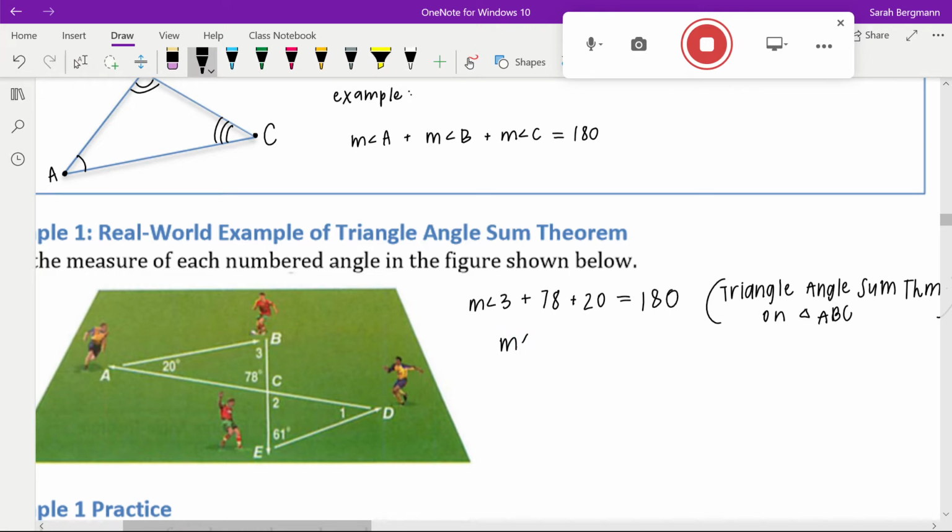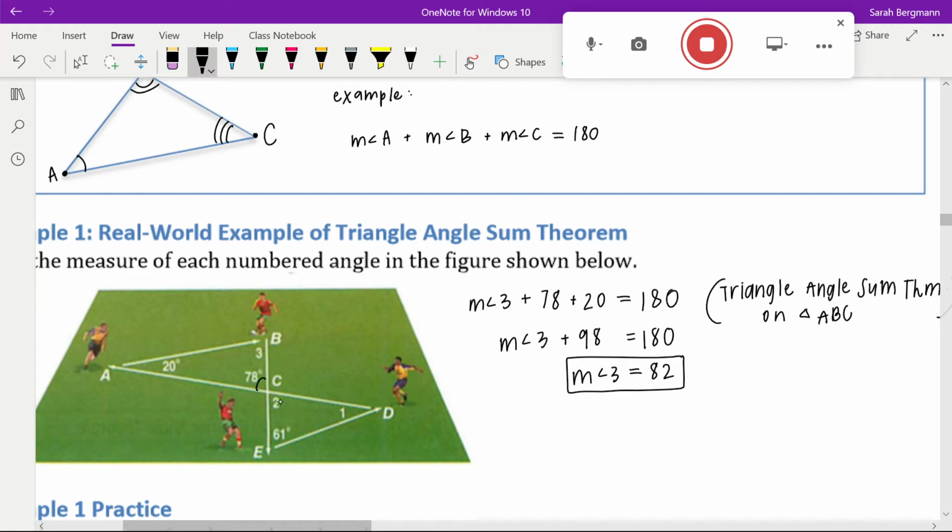Now to solve this equation, I'll first start by combining like terms on the left side of the equation, and then subtract 98 on both sides to get 82 for the measure of angle 3. Next, I still need to find the measure of angle 1 and 2.